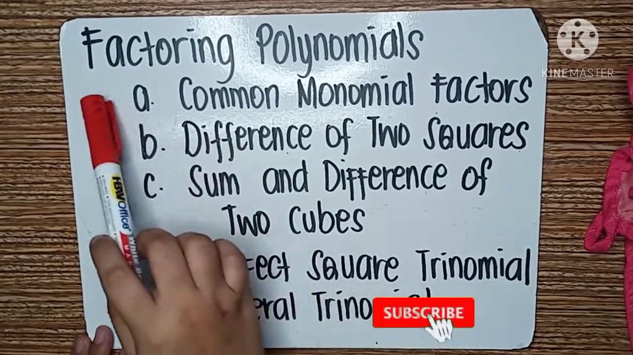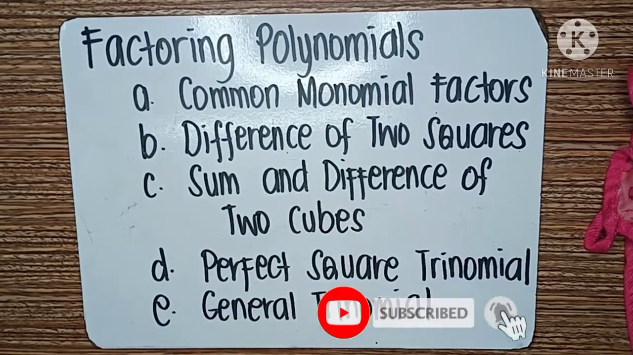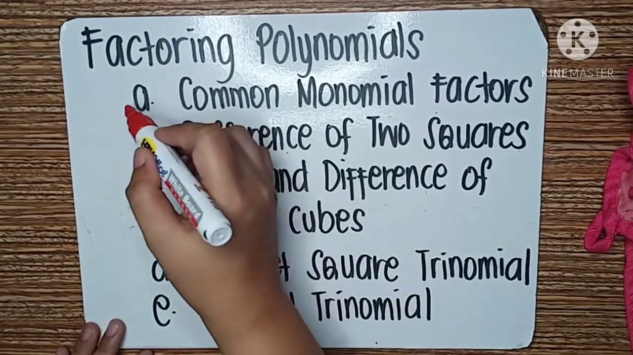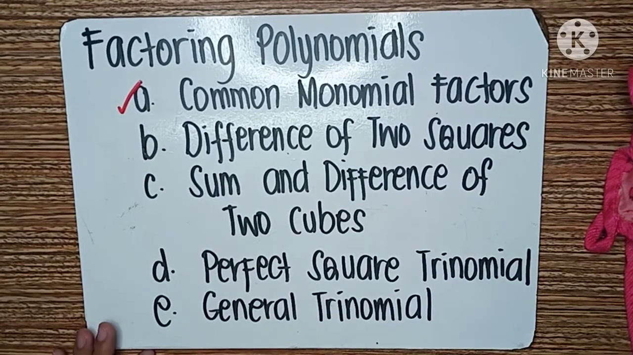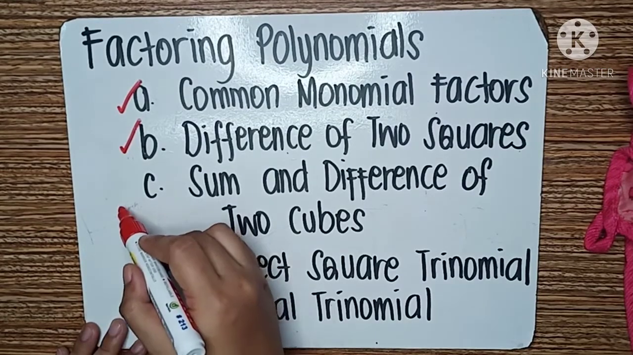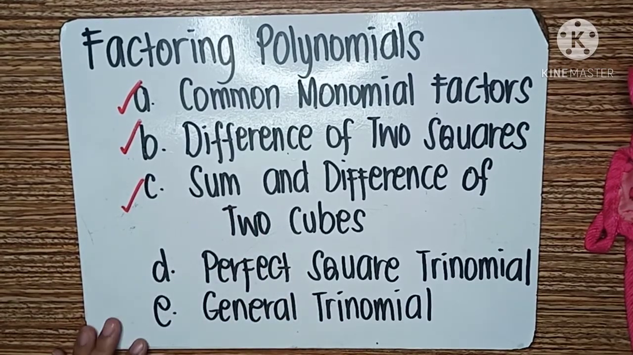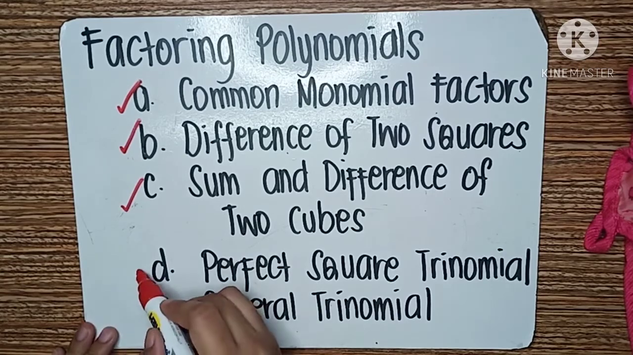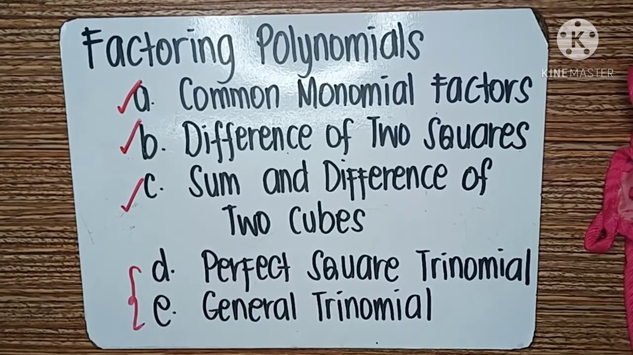And still, we are in the topic of factoring polynomials. Tapos na natin ang common monomial factoring ng Monday, and ng Tuesday ay ang difference of two squares. And yesterday is sum and difference of two cubes. Pagsasabayin ko po ngayong araw na to ang perfect square trinomial and general trinomial.